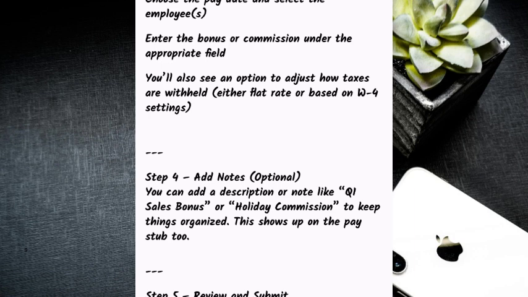Step 4, add notes. Now you can add a description or a note like quarter 1 sales bonus or holiday commissions. That's just to keep things organized, and this shows up on the pay stub too.